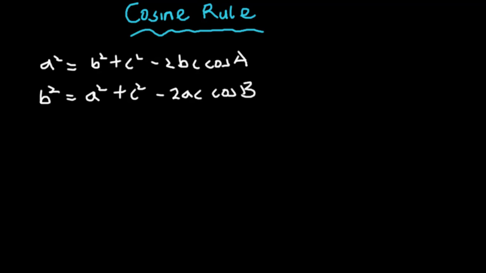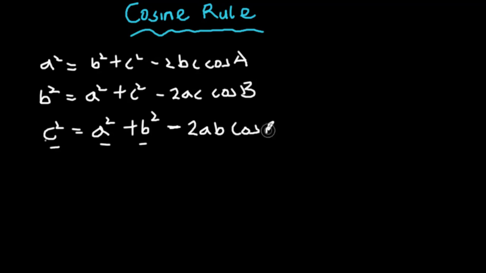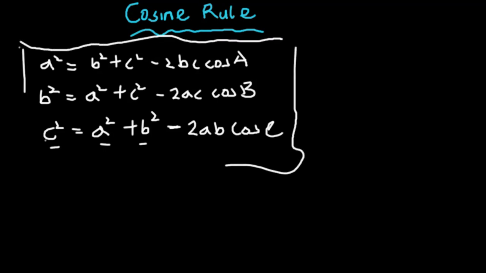I hope you can remember. Then lastly, we have c square. Now, because we started with c square, we'll be having a square plus b square minus 2ab cos C. Does this make sense? So these are the three formulas for the cosine rule. I hope you can still remember.